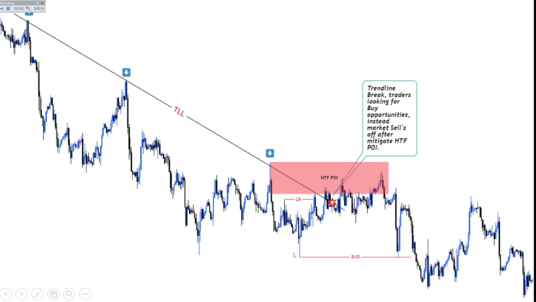So you see that as you trade your trend line, a lot of people are anticipating buy opportunities here, but in reality the market just wants to create that liquidity to move on and continue to push price downward, and as you can see, price continues to push downward and downward. All right, so that's it. You see the trend line breaks, traders looking for buy opportunities, and instead the market sells off after mitigating a higher time frame point of interest.